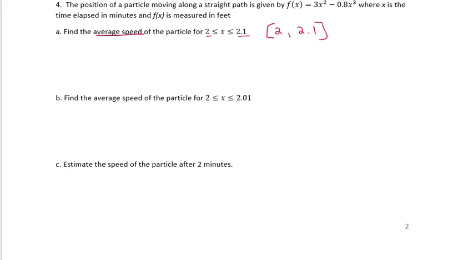So we have a very small interval. Same process as what we looked at before. We need to figure out our f of 2. We need to figure out our f of 2.1. And then we'll calculate the slope just like we've been doing.